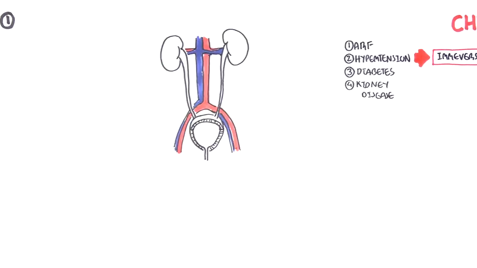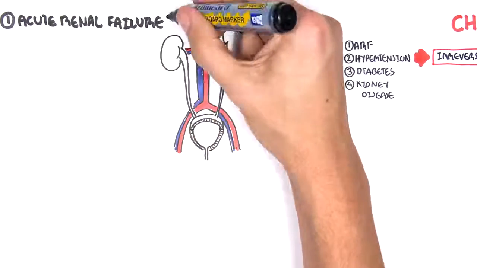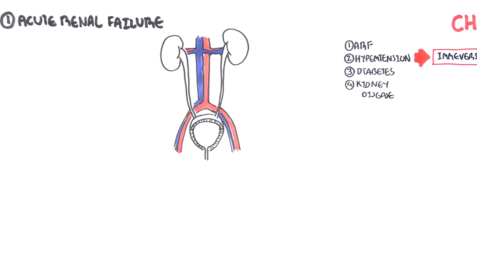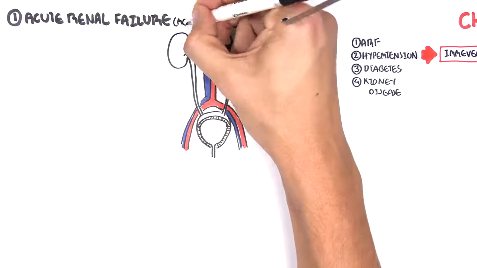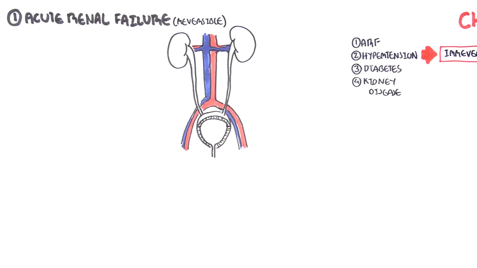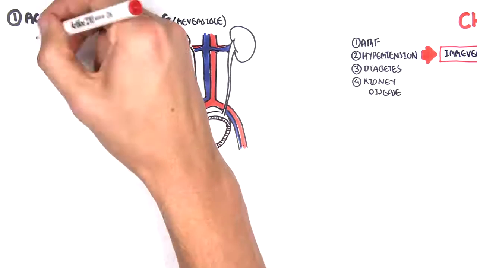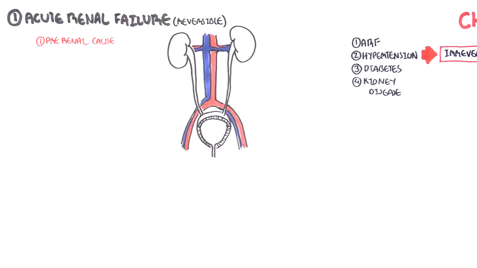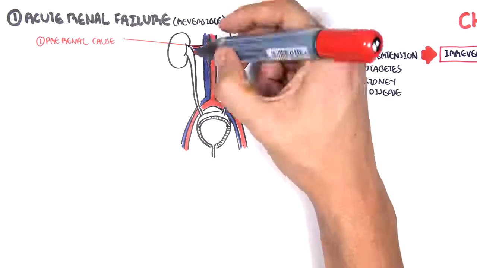Let's begin by looking at acute kidney failure or acute renal failure. It's the same thing. Acute kidney failure can lead to chronic kidney failure. Acute kidney failure, unlike chronic kidney failure, is reversible. There are many causes of acute renal failure in itself. One way to categorize it is into pre-renal causes, intrarenal causes, and post-renal causes.